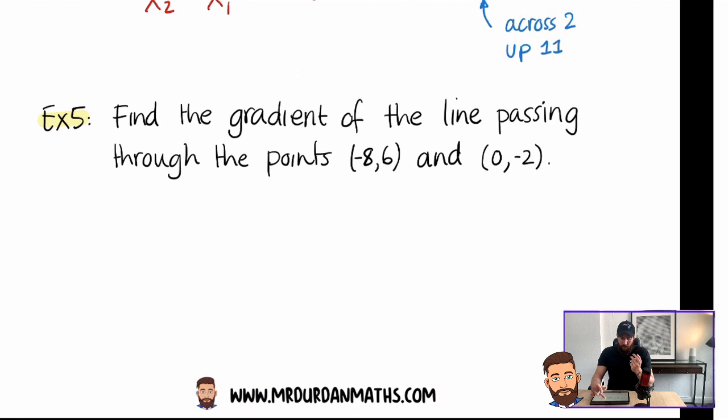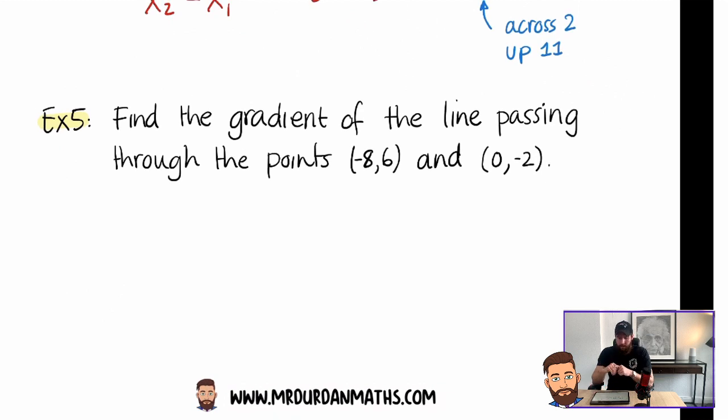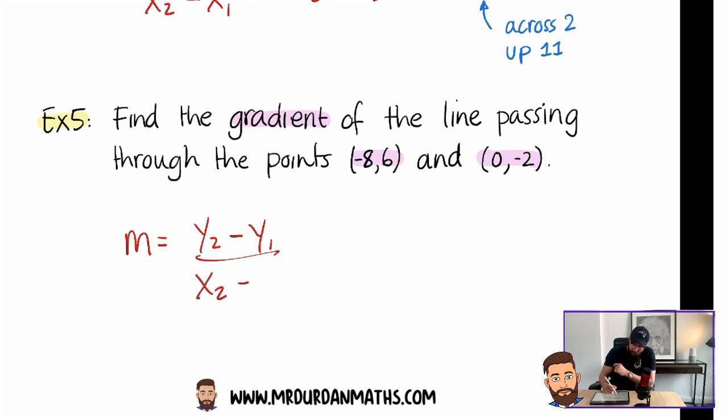Example 5. Find the gradient of the line passing through the points (-8, 6) and (0, -2). Well, instantly, I've seen that they want the gradient and I've seen that they've given me 2 points. So I should be thinking, and you should be as well, m equals, if I've got 2 points, y2, the second y coordinate, minus y1, that gives me the up, over x2, the second x coordinate, minus x1, the first x coordinate. And that will give me the across.